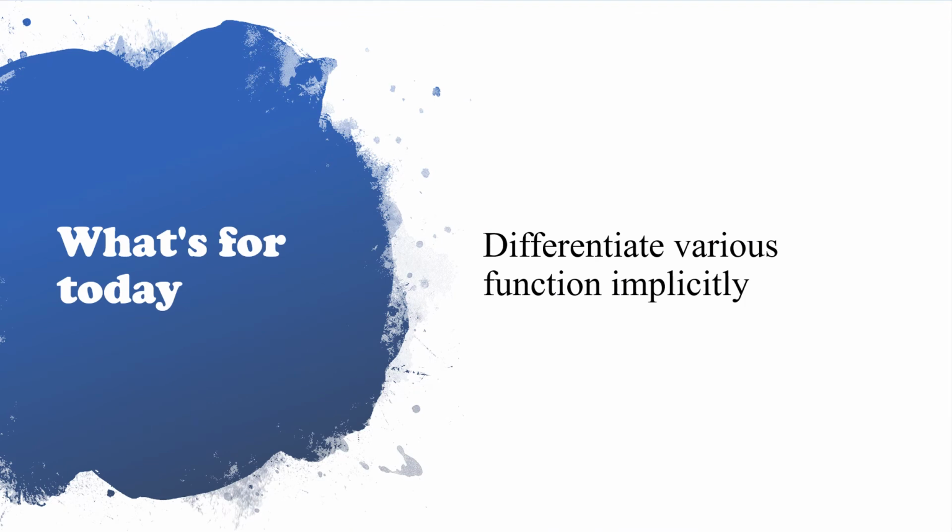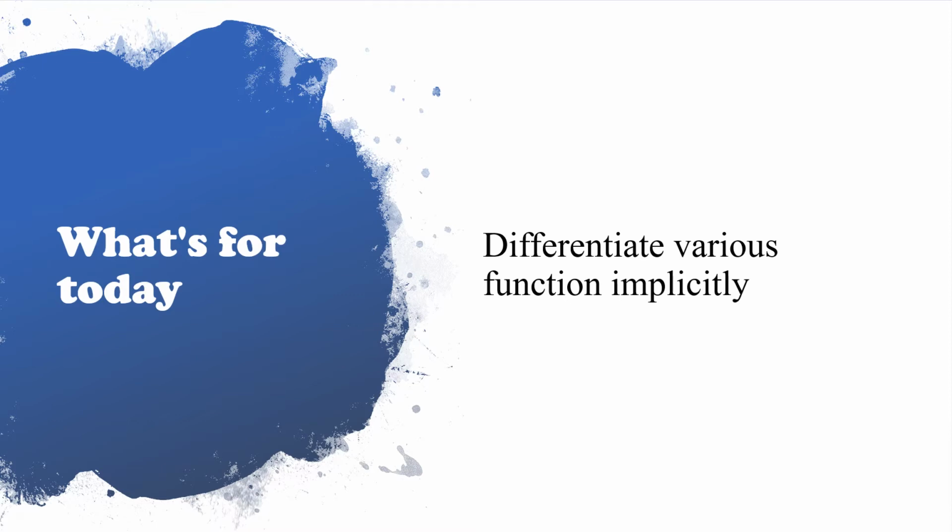What is the aim for today? What is today's objective? Basically, to be able to differentiate various functions implicitly. So what we would have done so far in this series, all the functions that we would have differentiated by the various strategies, they were all explicit, simply because we were differentiating in respect to one unknown variable, which was the x.